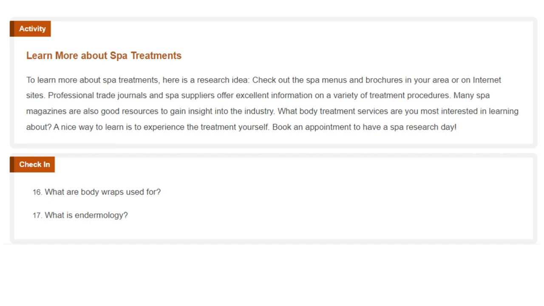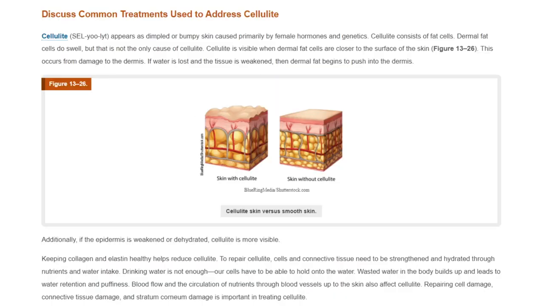What body treatment services are you most interested in learning about? A nice way to learn is to experience the treatment yourself. Book an appointment to have a spa research day. Check in. What are body wraps used for? What is endermology? Discuss common treatments used to address cellulite.